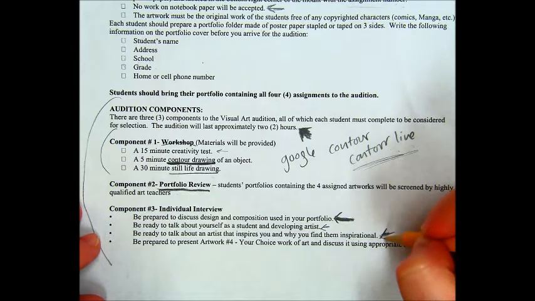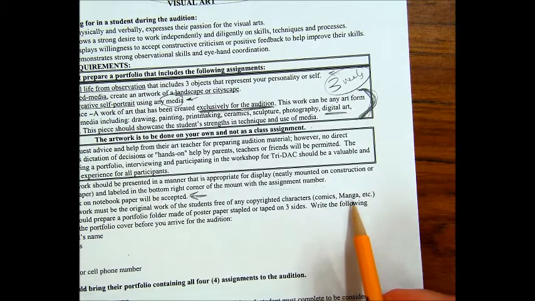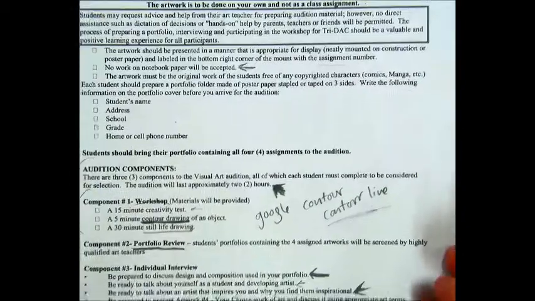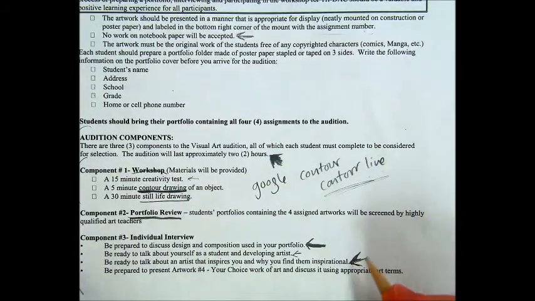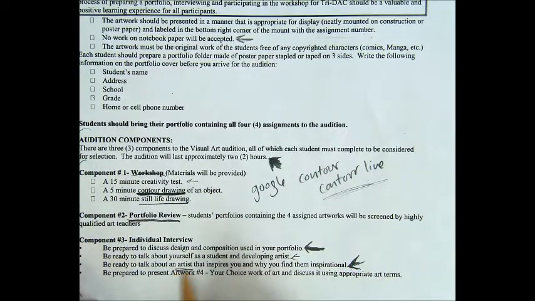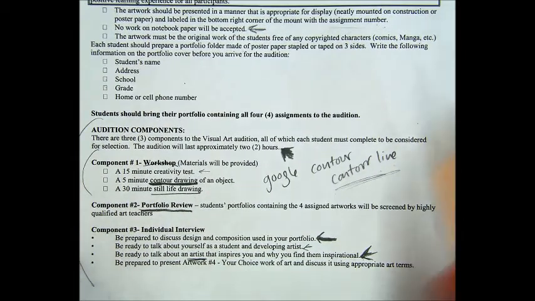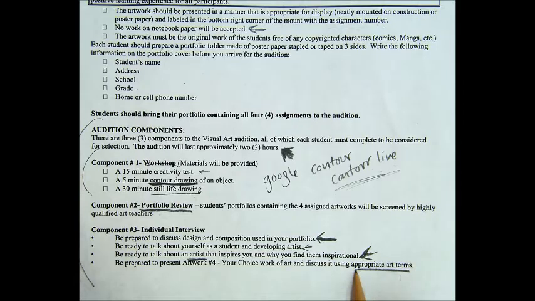This can be an artist that creates artwork that you enjoy outside of school. Maybe there's a comic book artist or manga artist or an artist that inspires you outside of school, or it could be an artist that we've studied in school. It's just an artist that inspires you, an artist that you like. Be prepared to present artwork number 4, your choice work of art, and discuss it using appropriate art terms. And those appropriate art terms would be these elements and principles of design.